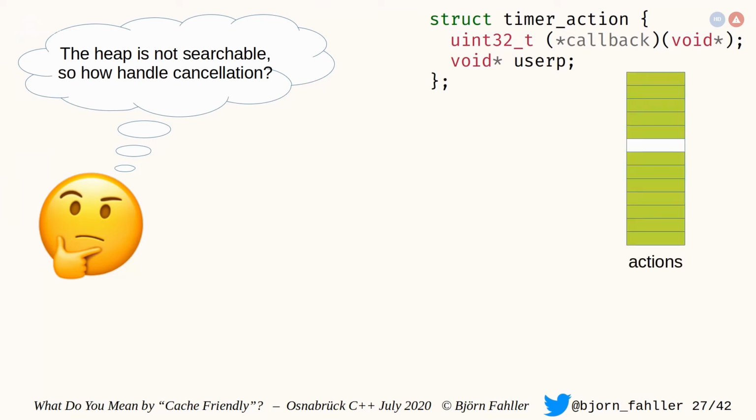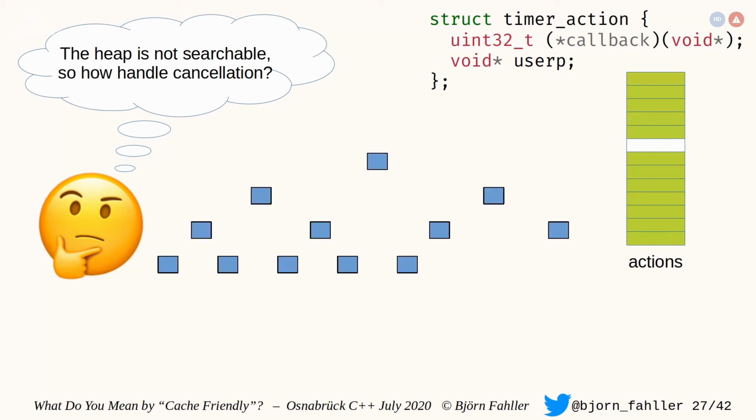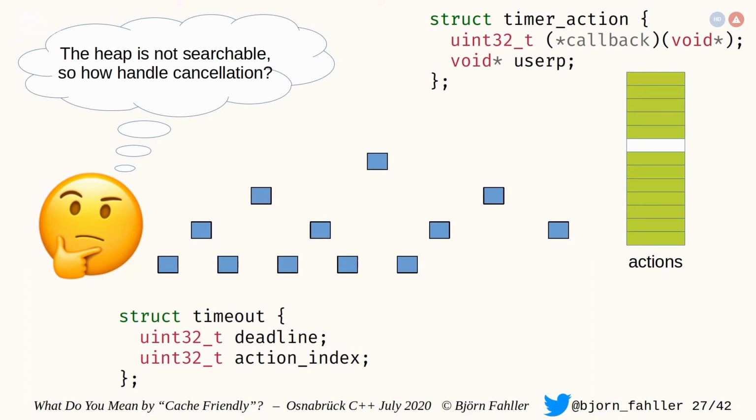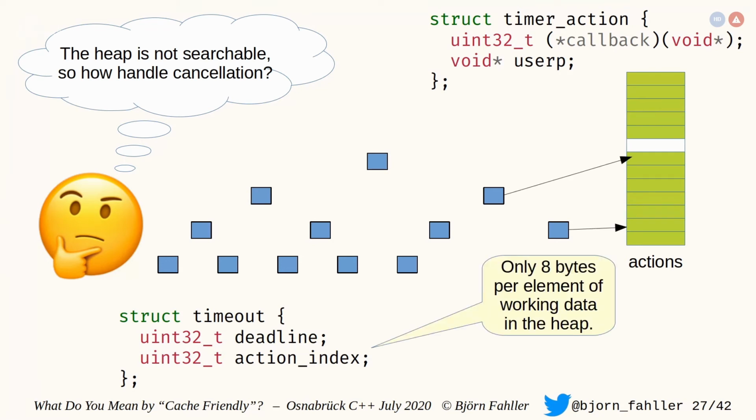So we can have a store of actions where we just keep our callback and user pointer. And then we have our heap, which contains our deadline and an index into the action table, like so. And this means that we now only have 4 bytes that are working data that we move around in the heap up and down, whereas the actions stay still.